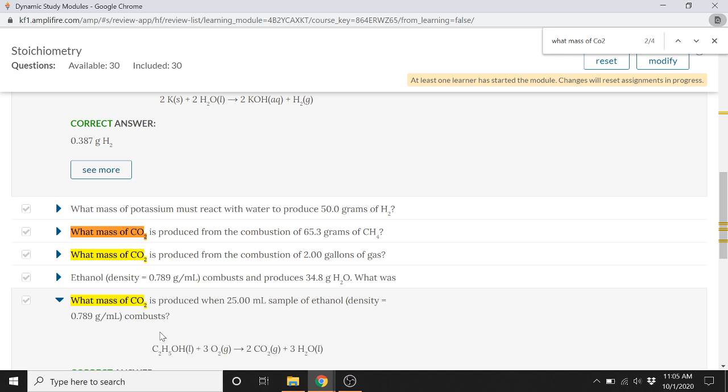Okay, and so what you're going to do is take these milliliters, multiply by this number here, and that would give you grams. And so then you'd have grams of ethanol.